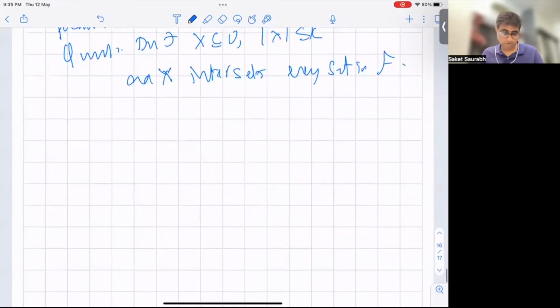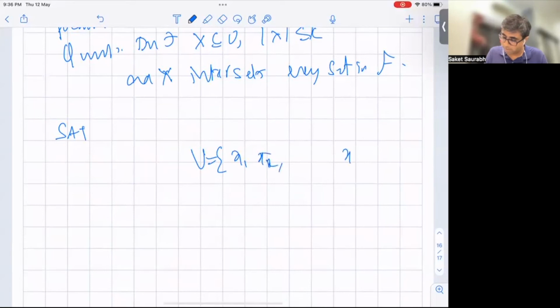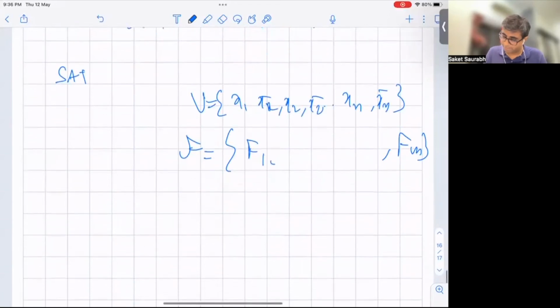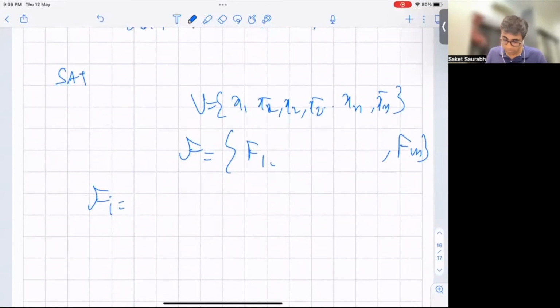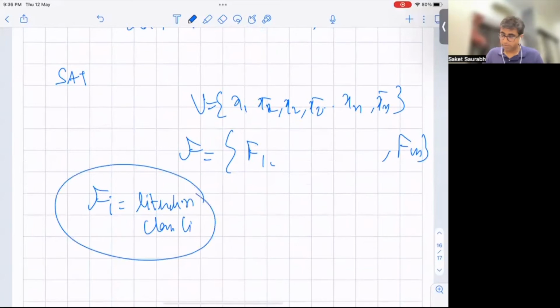Now, the reduction which you people have been talking about before: you started with a SAT instance, and the universe was x1, x2, x1 bar, x2 bar, dot dot dot, xn bar, and the family F had F1 up to Fm, where Fi is basically the literals in clause Ci. Okay, now what should I do? What is K again?